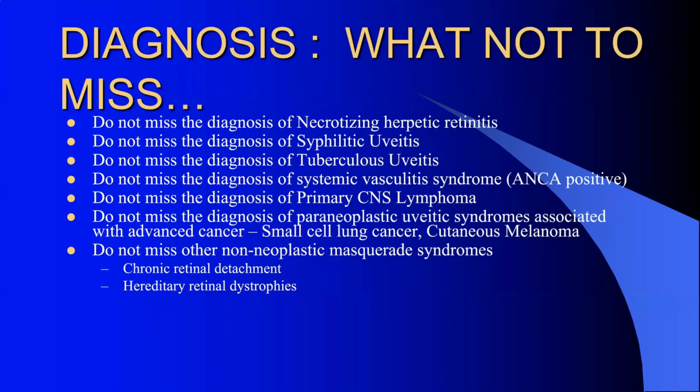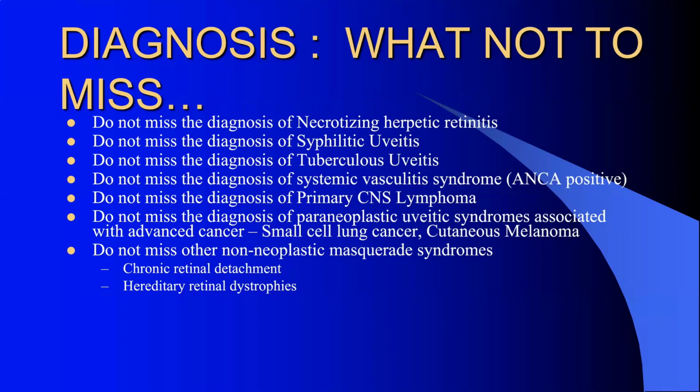There are diagnoses of uveitis that you don't want to miss. You don't want to miss infectious causes of uveitis. You don't want to miss necrotizing herpetic retinitis, because that causes blindness very quickly. You don't want to miss syphilis, because it has tremendous, not only social implications, but significant neurologic and life implications. You don't want to miss the diagnosis of tuberculous uveitis, because it has systemic and life implications.